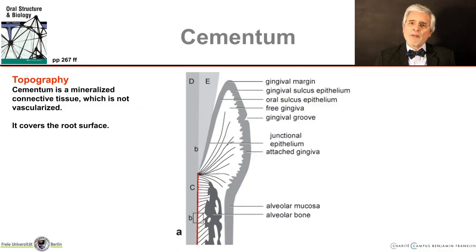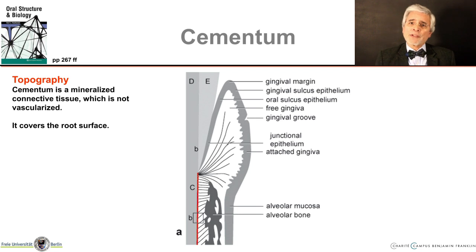Cementum covers the root of the tooth, and this is why it is referred to more specifically as root cementum. And this root cementum, shown here in red in this diagram, is a mineralized connective tissue, but it is not innervated and does not contain any blood vessels.